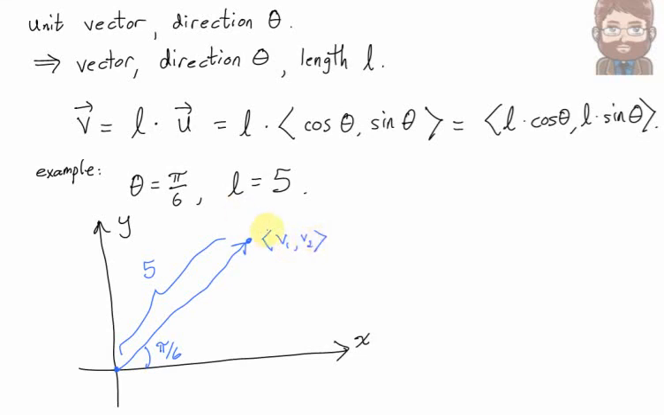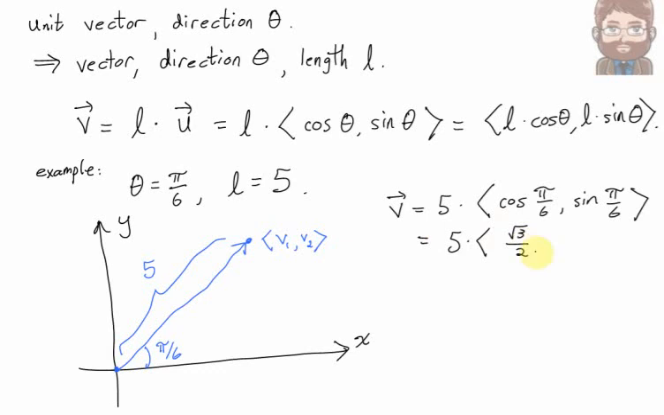So all I have to do is calculate the unit vector and multiply both components by 5. So I'll have 5 times the vector cosine pi over 6, sine pi over 6. Now cosine pi over 6, that's one of those that you might remember is root 3 over 2. Sine pi over 6 is 1/2. So, multiplying this through, I get the vector 5 root 3 over 2, comma 5 over 2. That's the vector which has those properties.